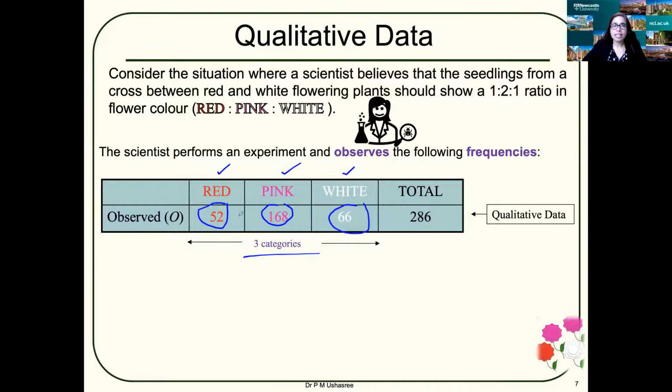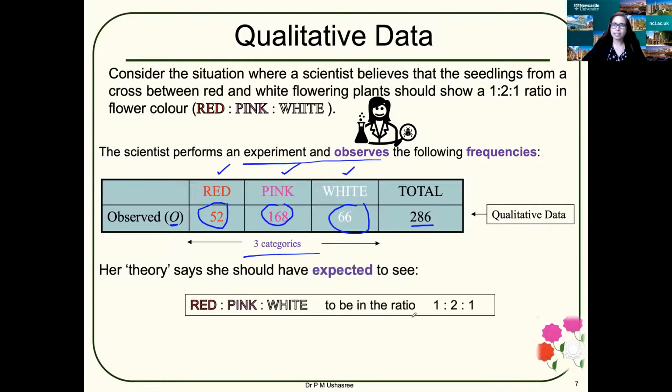Okay, so let's add 52 plus 168 plus 66, which gives you 286. There are a total of 286 flowers. Of that, 52 are red, 168 are pink, 66 are white. This is her experimental result. This is what she observes. So that's her observed frequency. I will represent it as O, observed frequency, okay?